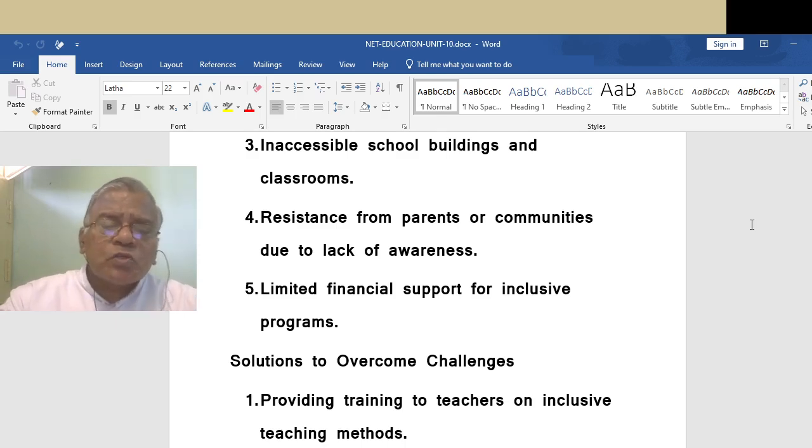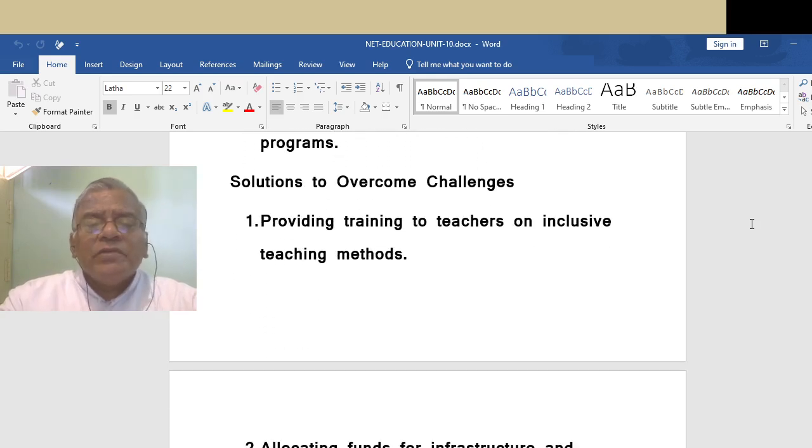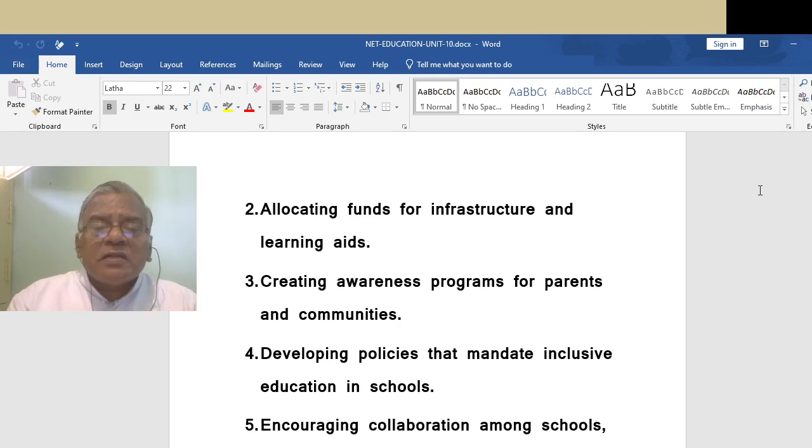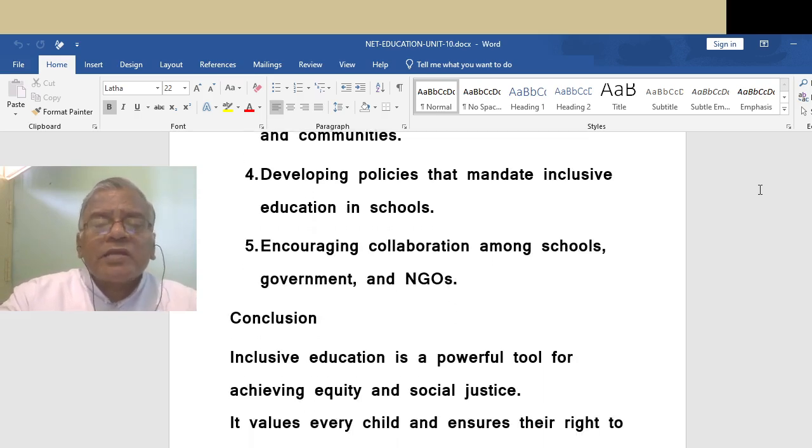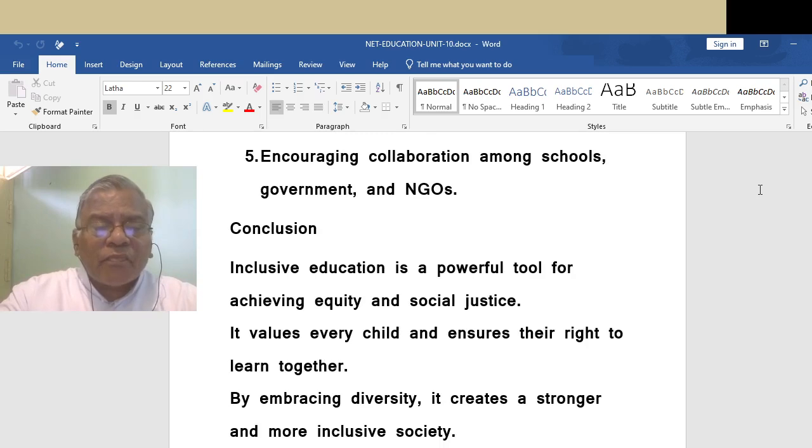What are the solutions to overcome challenges? We need to provide training to teachers on inclusive teaching methods. Secondly, we must allocate funds for infrastructure and learning aids. We must be able to create awareness programs for parents and communities. Then we should develop policies that mandate inclusive education in schools. We should encourage collaboration among schools, government and non-government organizations, namely NGOs.